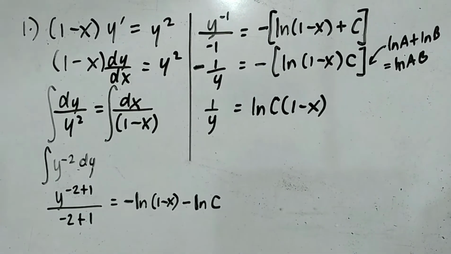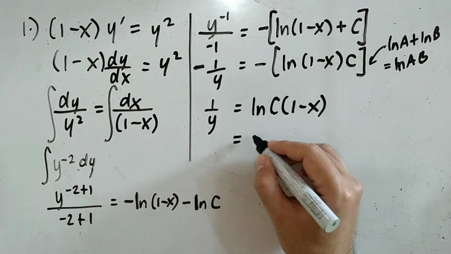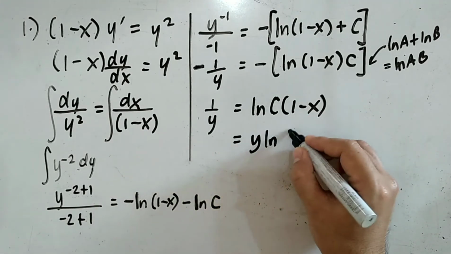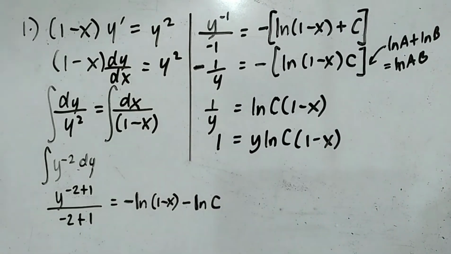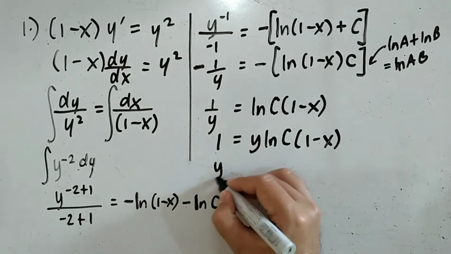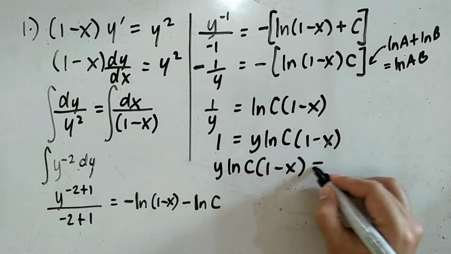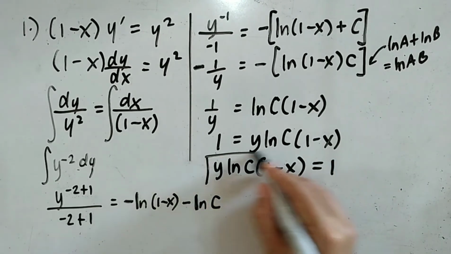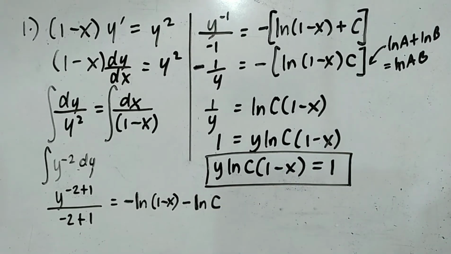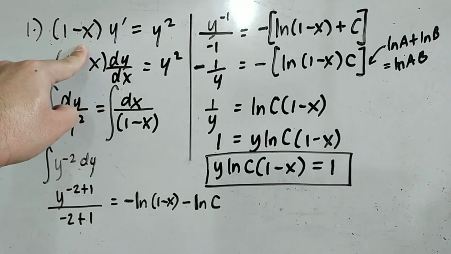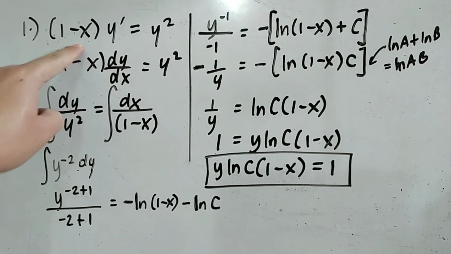And we transpose y to the other side, we have y ln of c times 1 minus x equals 1, or simply y ln of c times 1 minus x equals 1. So this is our solution to this differential equation using separation of variables.